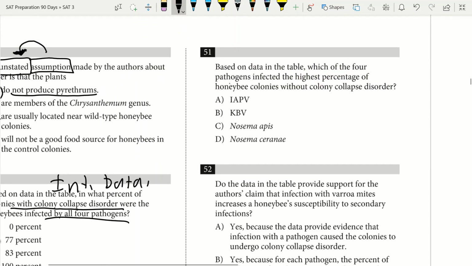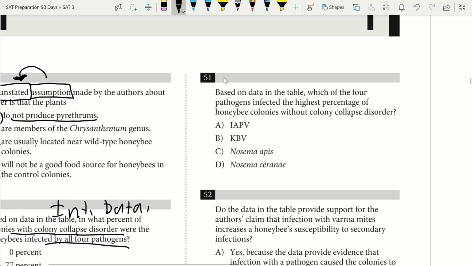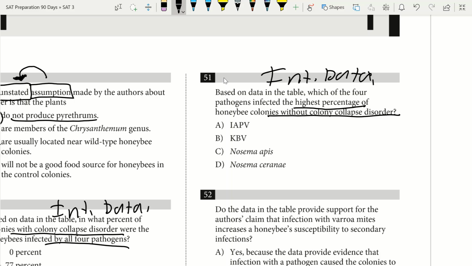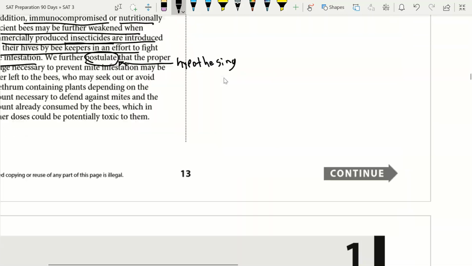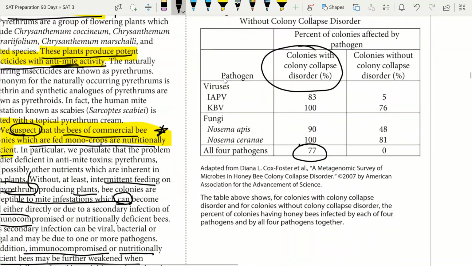All right, now we got question 51. Based on the data in the table, so once again, this is going to be interpreting data, which of the 4 pathogens infected the highest percentage of honeybee colonies without colony collapse disorder? Okay, so this is going to be our other column, those without colony collapse disorder, and we're looking for which one infected the highest percent. We see that that's at this 81, that's the highest number there, so that's going to be Nosema ceranae.